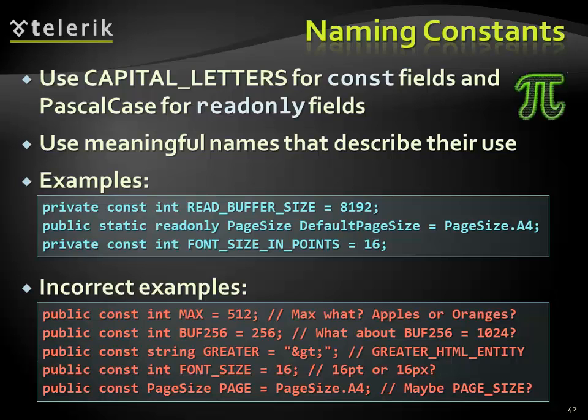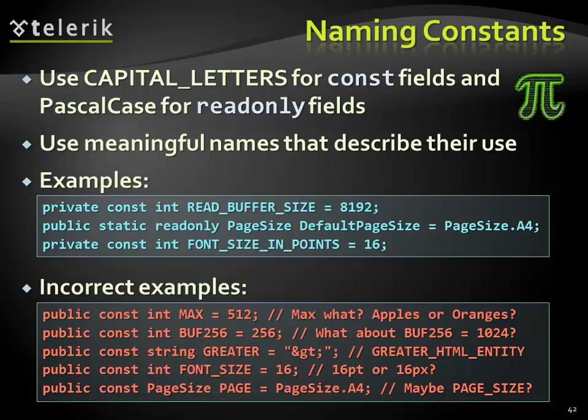For read-only fields, we still use Pascal case, because in most cases they would be very similar to a variable describing part of the class contract. So there are a few good examples, like const int READ_BUFFER_SIZE for a value for the buffer size, public static readonly PageSize DefaultPageSize, which contains page size as a read-only variable, private const int FONT_SIZE_IN_POINTS equals 16. So those are all good examples, and here are some inappropriate examples, like public const int MAX equals 512, but it's not clear max of what.